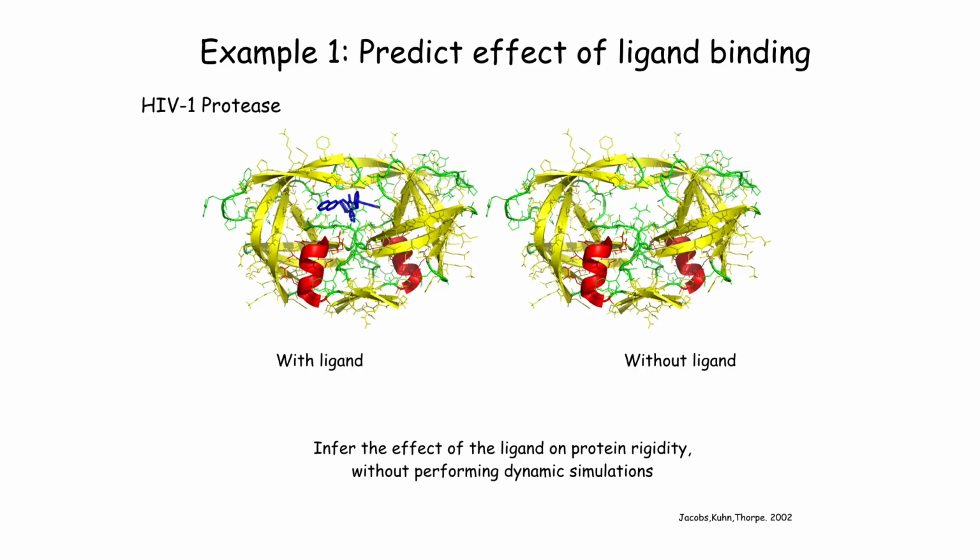So let me give you quickly two applications. This can be used to predict, for instance, the effect of binding a ligand. This is a protein, HIV protease, and it's here without a ligand, without an extra molecule that is designed to fit in that little cavity. And here it is with that ligand. And we can infer the effect of the ligand on the protein rigidity, and maybe this gives us some functional information about the role of the protein in the organism.